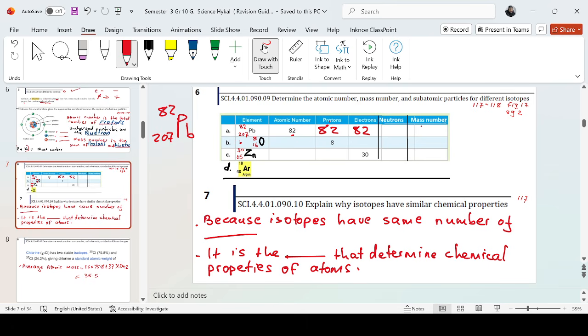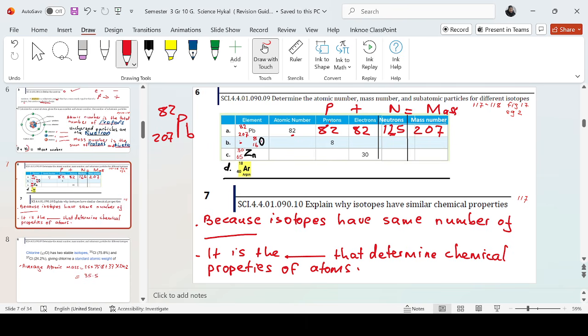Let's come to the mass number here. Mass number is the number down, the bigger number, 207 in this case. What number do we add to 82 to get it? So protons plus neutrons give you mass number. So what is the number of neutrons here? We must do 207 minus 82. We get what? 125.